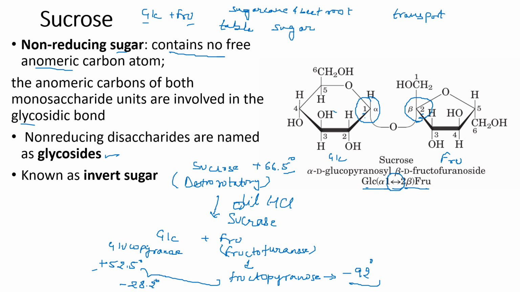So sucrose is dextrorotatory in nature. Upon hydrolysis, the mixture obtained shows an optical rotation of minus 28.2 degrees, which is levorotatory. That's why it is called an invert sugar, and the sucrase enzyme which hydrolyzes this is known as invertase.